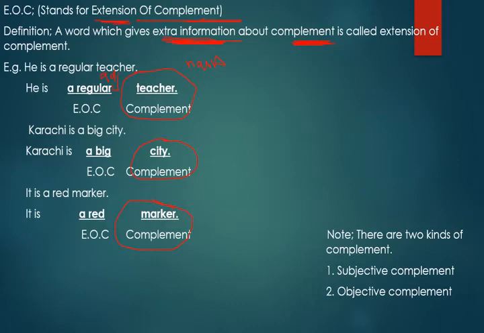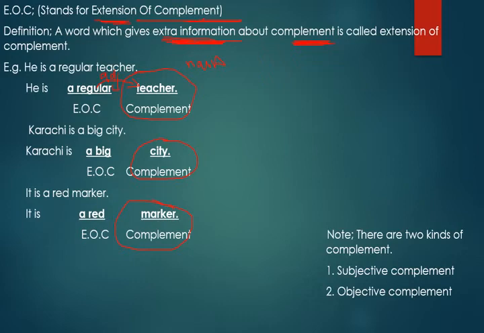Now he is a teacher. Teacher is the noun complement, and Karachi is a city. City is the noun complement. It is a marker. Marker is the noun complement. EOC, keep in your mind, is extension of complement, which gives extra information about your complement. He is a teacher, but which sort of teacher is he? He is a regular teacher. Karachi is a city, but which sort of city? It is a big city.